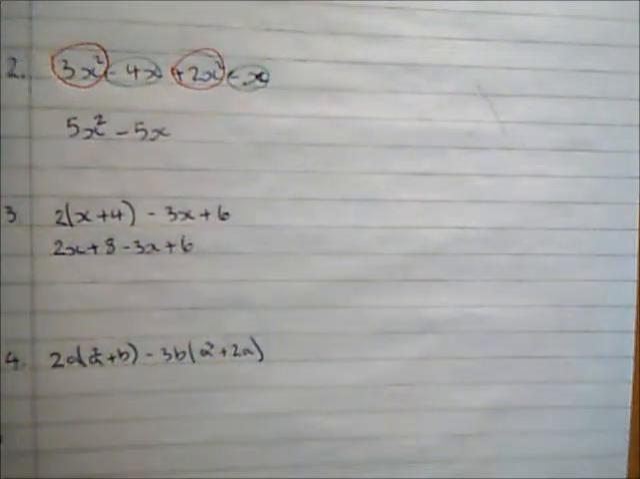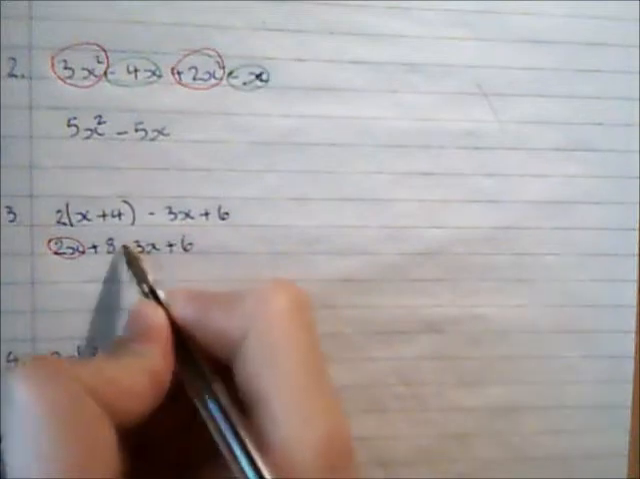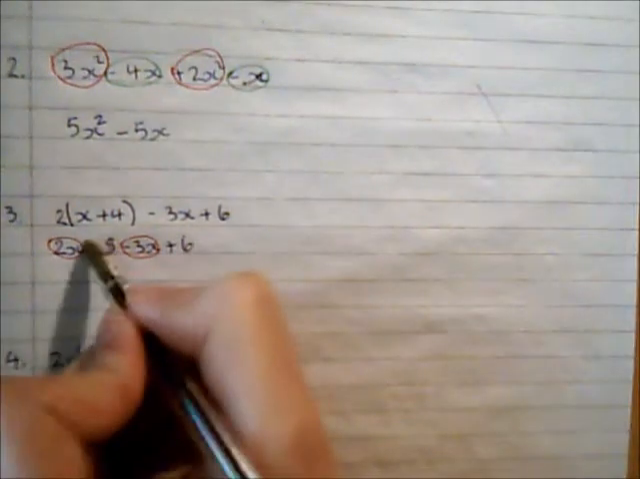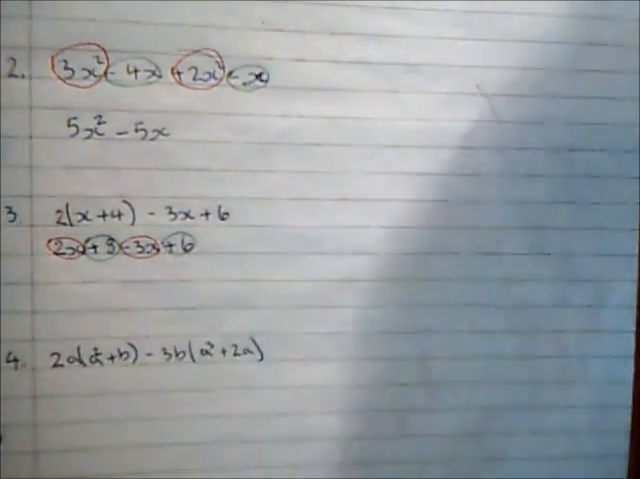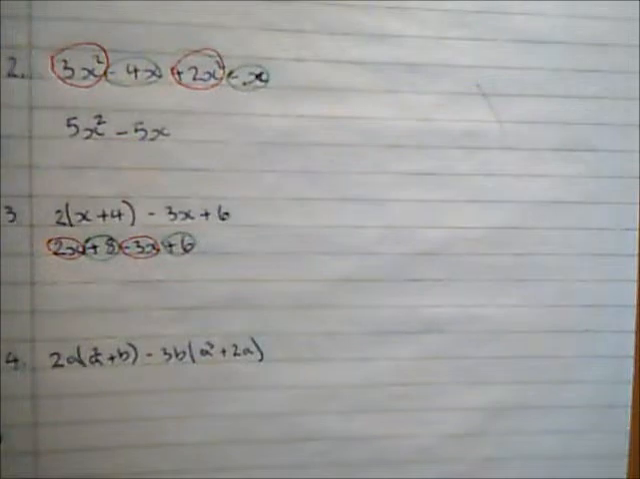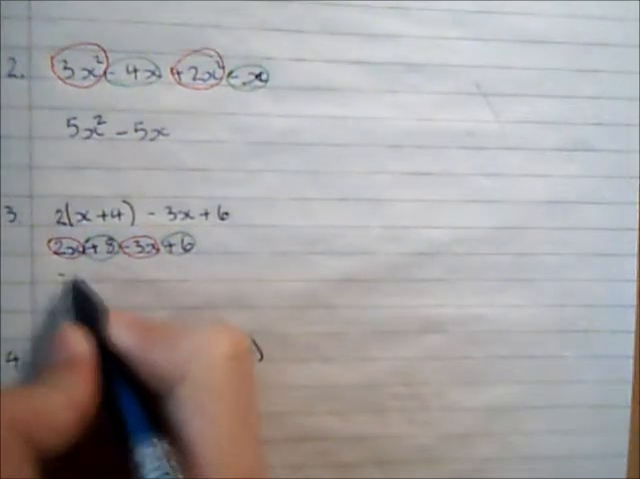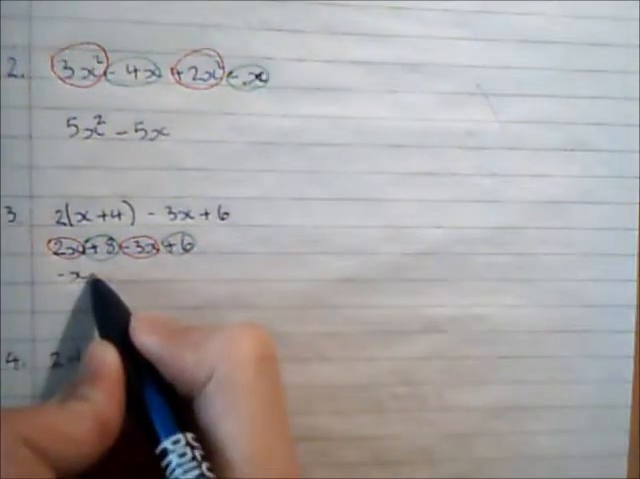From this stage I can now look at the like terms. So I have 2x, and later on I'm subtracting 3x, and then I have positive 8, and later on I'm adding another 6. So what have I got in total? Well, 2x subtract 3x is negative x, and 8 plus 6 is 14.